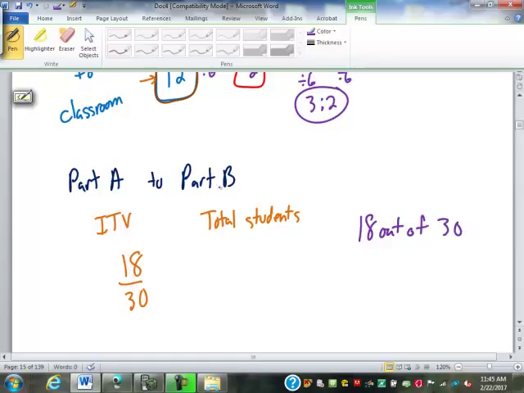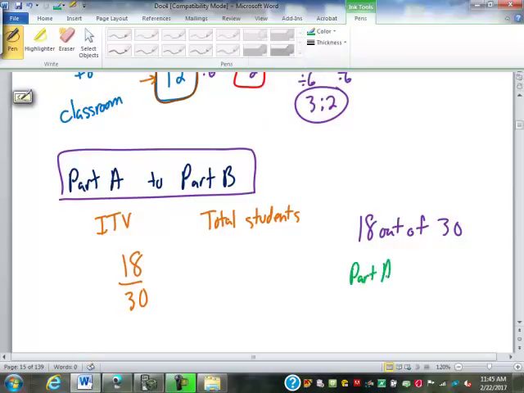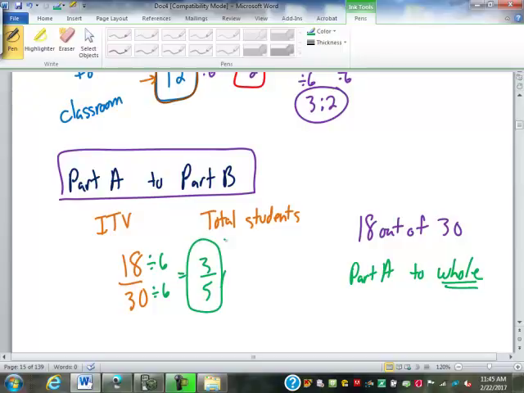So when I use that 18 out of 30, it tells me I'm no longer comparing one part of the whole population to a second part. I'm comparing one part, we'll call that part A, to the whole group. So now I'd still reduce this. Both can be divided by 6. Gives me 3 out of 5. So that is saying 3 out of 5 of my students in this course are on the ITV network.